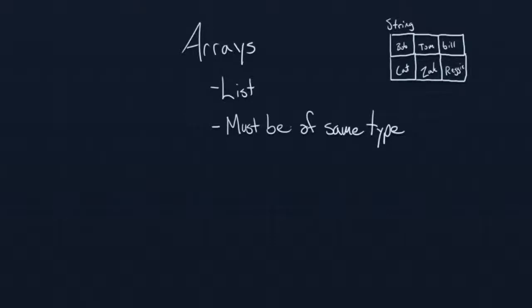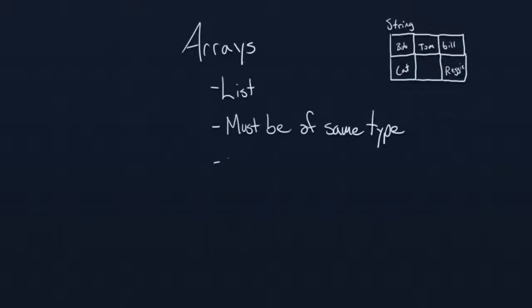So all of these must be of the same type. These would all have to be strings. It's not like you could remove Zach and have an object value in there. You couldn't stick some blueprint in there. It would have to be actually a string value. So they must all be of the same type.